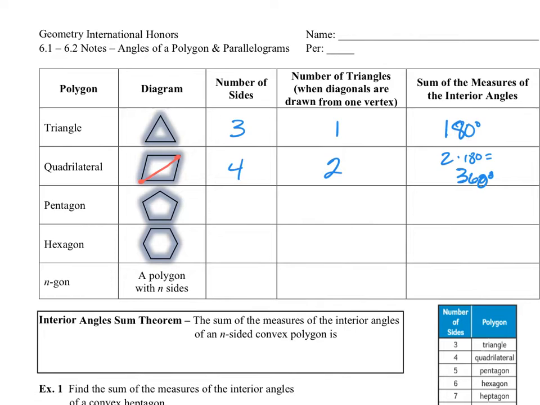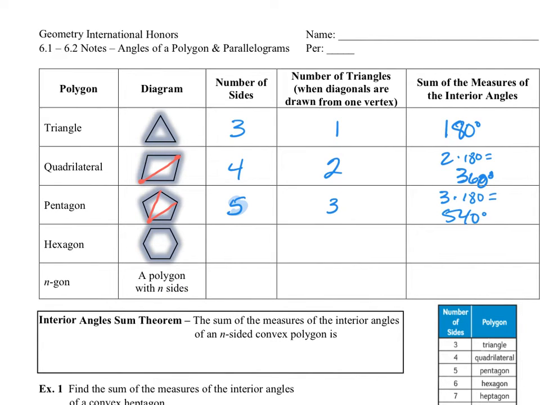Now let's repeat this process with this pentagon. So again, we're going to pick one vertex, and I'm going to draw all possible triangles. So when I do that, well, first of all, let me back up and say that this pentagon has 5 sides. When I draw all possible triangles from one vertex, it creates 1, 2, 3 triangles. So now if we wanted to total up the measure of all the interior angles, we would take 3 times 180, which turns out to be 540 degrees.